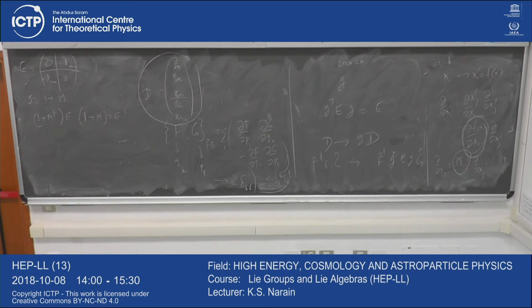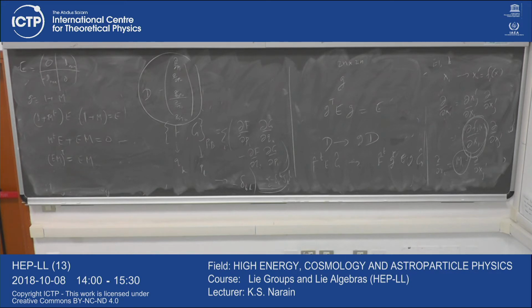And that tells me that m transpose E plus, if you take the first order, this times that times 1, or 1 times this times that, so plus E m is equal to 0. So that's the condition at the infinitesimal level. Now I can rewrite this as (EM) transpose is equal to EM.